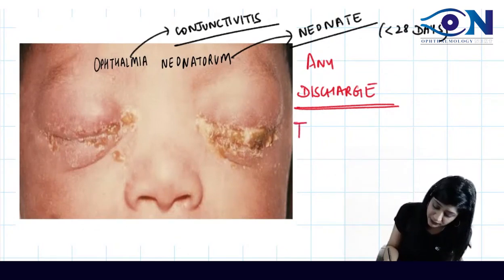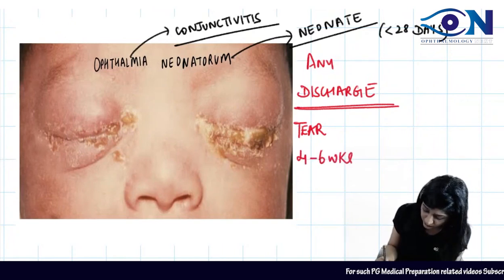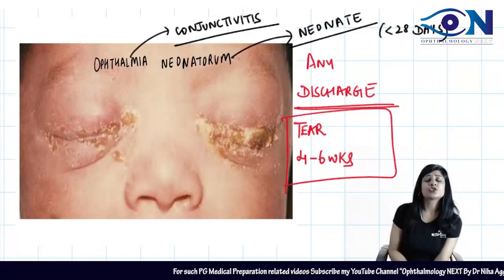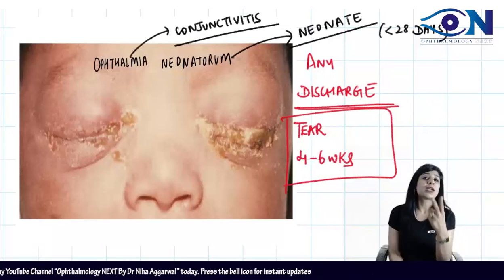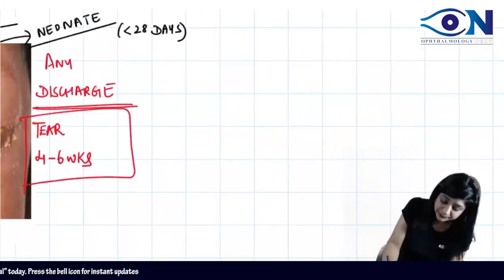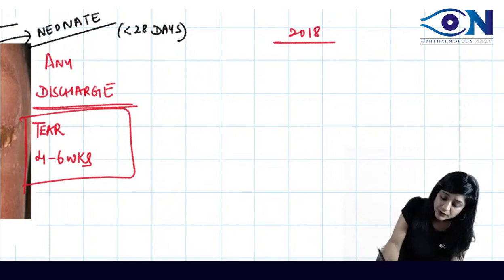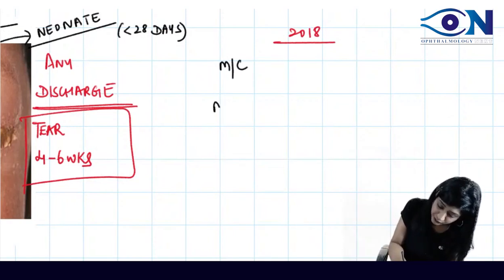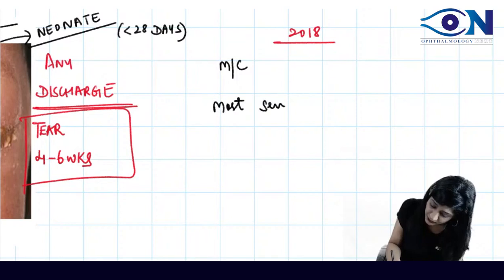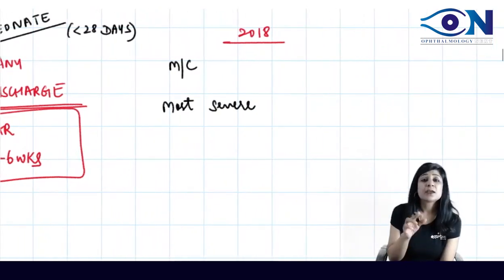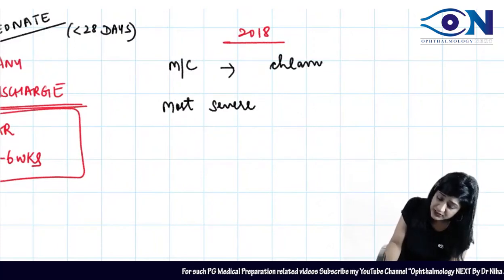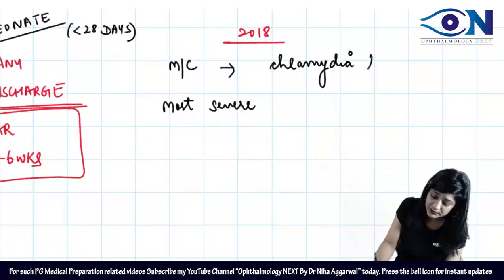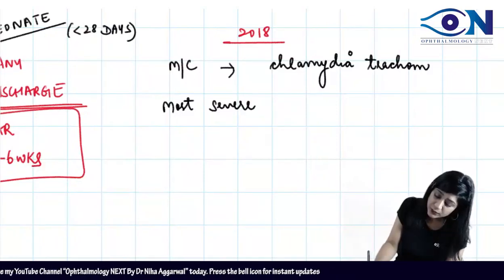What is the time of tear formation? If you talk about the tears, it is between 4 to 6 weeks. So before that, any kind of discharge that is taking place is actually the ophthalmia neonatorum. Now there are two questions that were asked in 2018. One was the most common and one was your most severe. So always remember the two things. The most common cause of this neonatal conjunctivitis, the one that we have just discussed, is the chlamydia trachomatis.